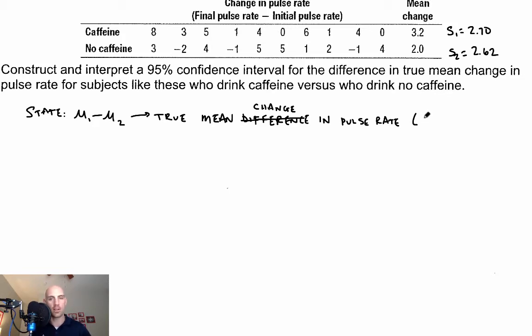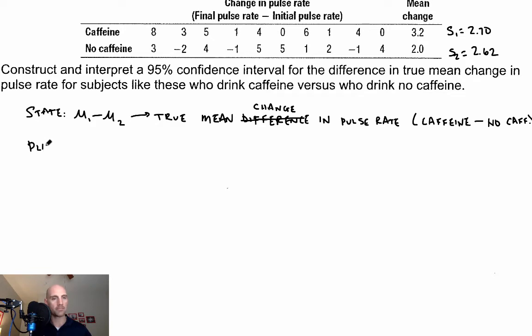And it was caffeine minus no caffeine. Okay, caffeine and no caffeine. Well, actually, I kind of misspoke, right? So change in pulse rate, it's not representing necessarily person to person in this one. It's amongst people, or amongst two samples of people.